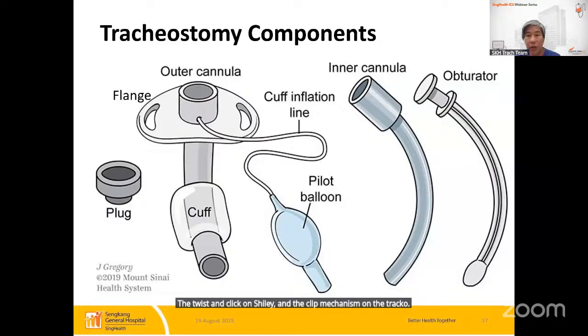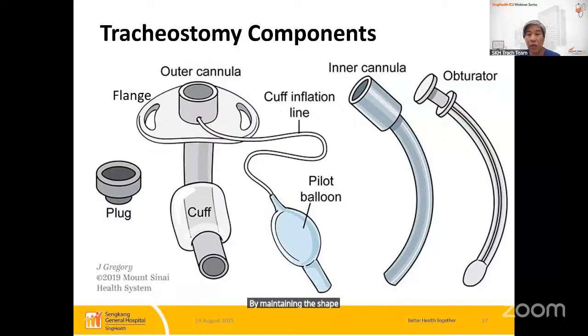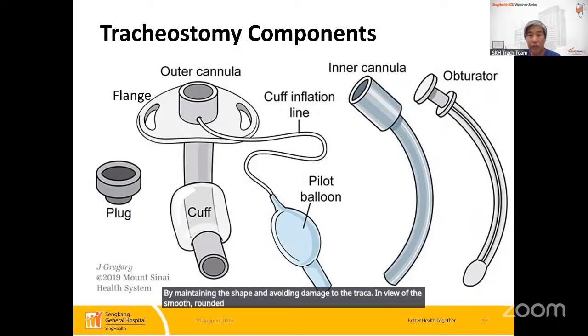The obturator is a rigid shape that goes into the outer cannula. It slightly extends beyond the tracheostomy tube, and its purpose is to assist with the insertion of the tracheostomy tube by maintaining the shape and avoiding damage to the trachea in view of its smooth, rounded edge.